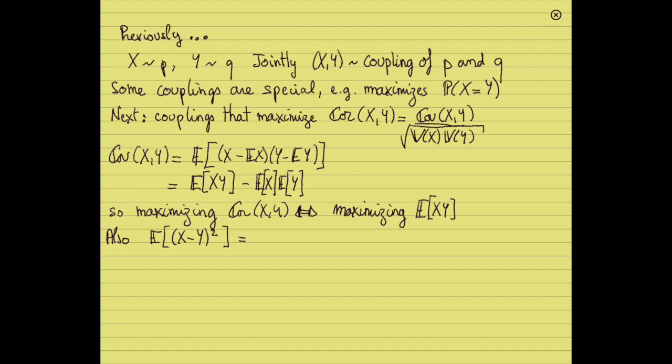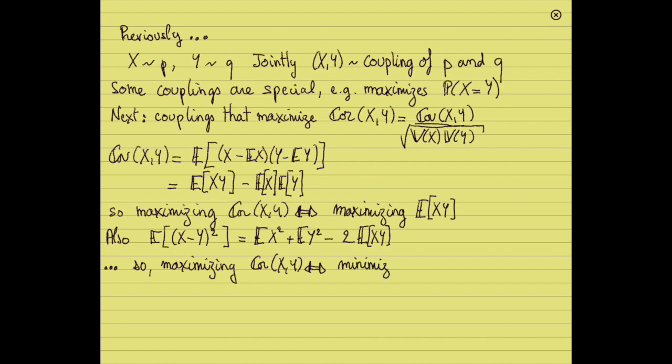So note also that the expected square distance between x and y can be expanded as the expected square of x plus the expected square of y minus twice the expected product of x and y. And thus, maximizing the correlation, which is maximizing the expected product, is also equivalent to minimizing the expected square distance between x and y, given that the marginals are fixed.